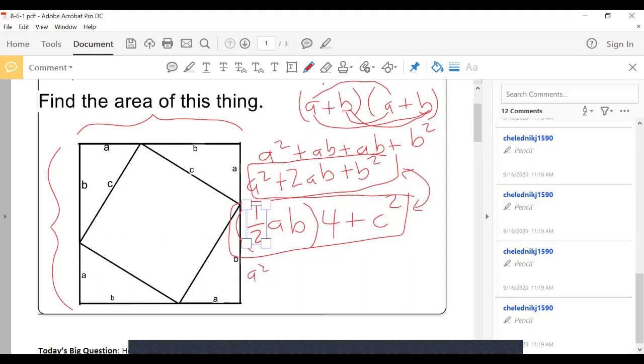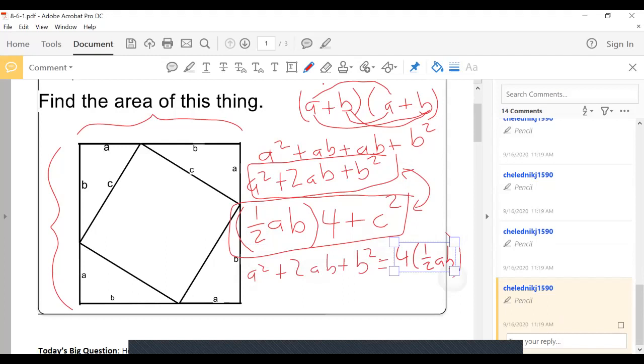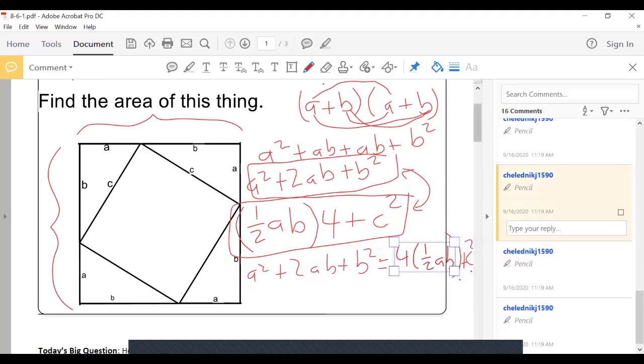So that means A squared plus 2AB plus B squared must equal 4 times 1/2 AB plus C squared. Oops, I'm running out of room. There you go. All right.